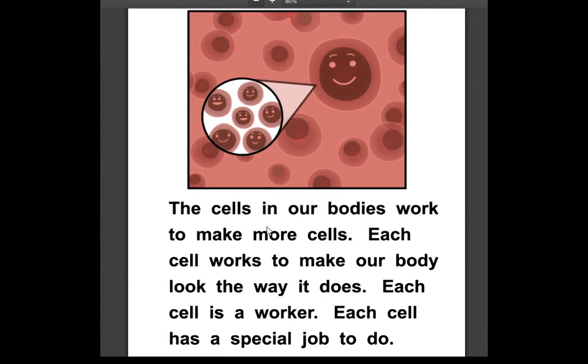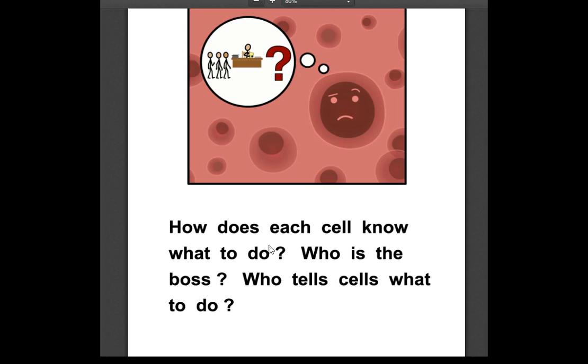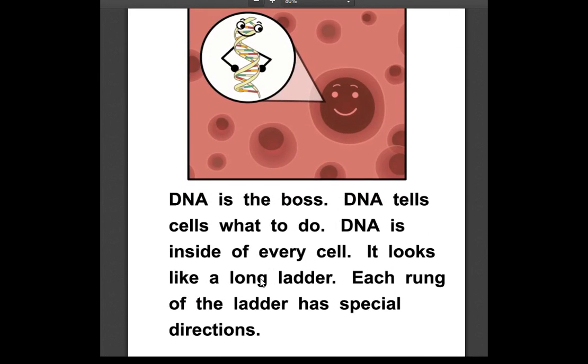The cells in our bodies work to make more cells. Each cell works to make our body look the way it does. Each cell is a worker. Each cell has a special job to do. How does each cell know what to do? Who is the boss? Who tells cells what to do? DNA is the boss. DNA tells cells what to do. DNA is inside of every cell.